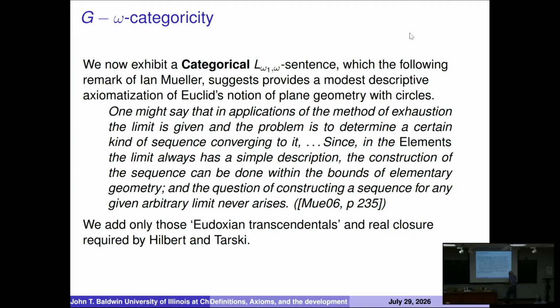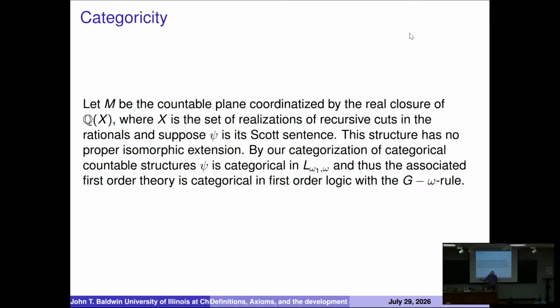I can grasp that as saying, insist first that you're going to just take the algebraic closure of the rationals, and as I was mentioning a minute ago, maybe I really should say the constructible closure of the rationals, and add the recursive cuts in the rationals, which you have a nice description of, and take the Scott sentence of that countable structure. Now apply our theorem before. I've told you exactly what's in it. It doesn't have any isomorphic extension. So the previous theorem applies. This is a categorical theory that is, quote, Euclidean geometry. I mean, the historical argument is not intended to be taken too seriously.